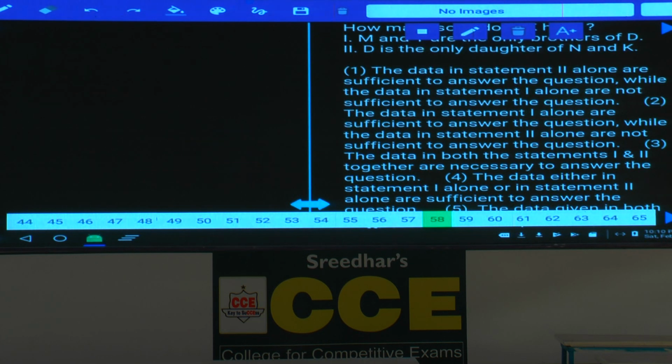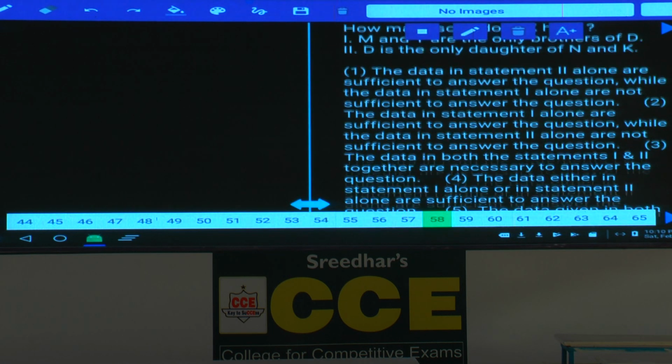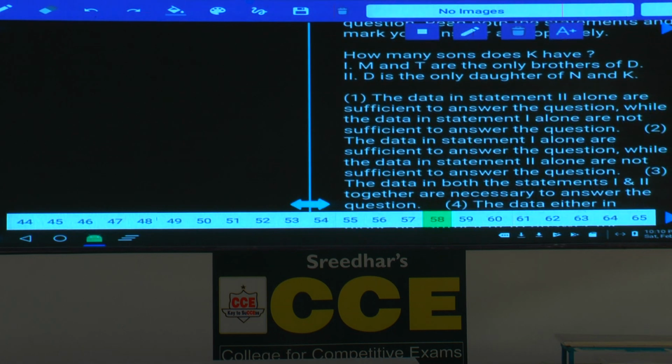Then 58 onwards. Now question number 58 and 59, these two are based on what? These two are based on data sufficiency. Now in this data sufficiency, how many sons does K have? Now we need to identify the number of sons this K is having. In data sufficiency, we should always check which statement is sufficient to determine a unique answer.